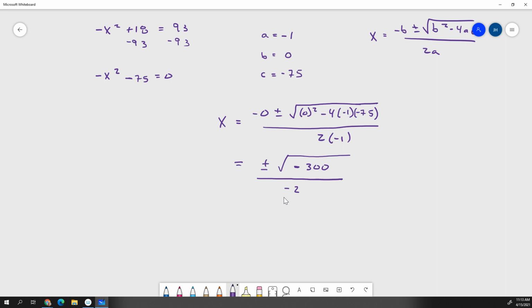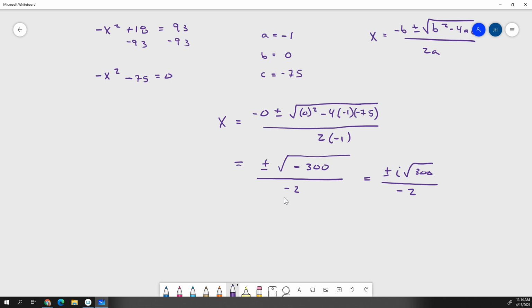Do you remember when we dealt with imaginary numbers? Anytime you had a negative under a square root, you could just pull it out as i, right? So technically, we could write this as plus or minus i times the square root of 300, and then we don't have to worry about it being negative anymore, right? And then we have to find the square root of 300.